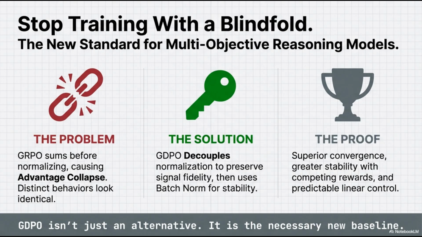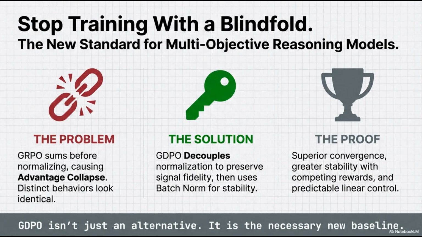The solution. GDPO decouples normalization to preserve signal fidelity. Normalize each reward independently first, then sum. Then apply batch normalization for stability. That simple reordering, normalize then sum instead of sum then normalize, fixes the fatal flaw. The proof. Superior convergence across all benchmarks, greater stability when rewards actively compete, predictable linear control when you adjust weights.